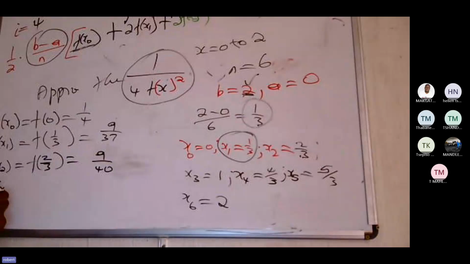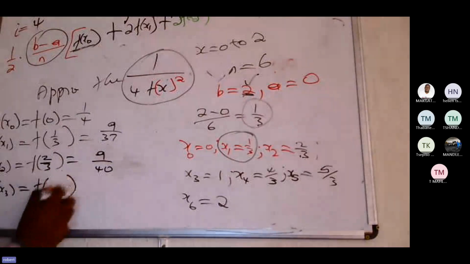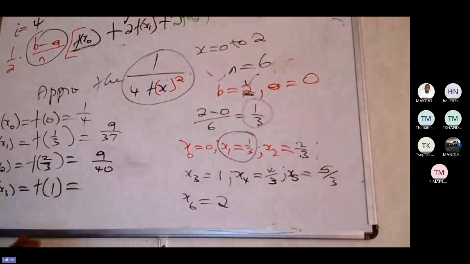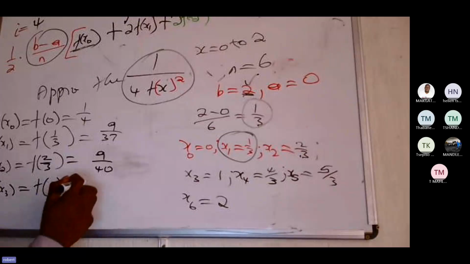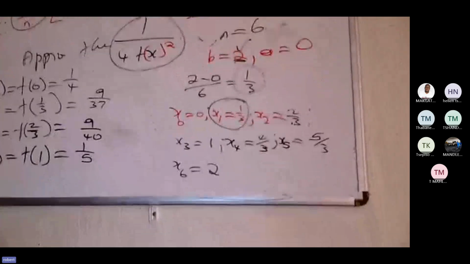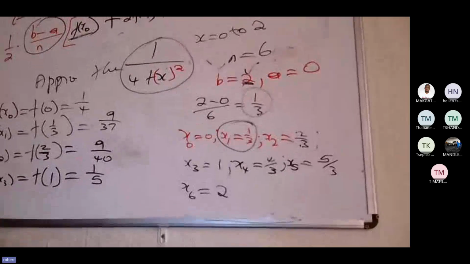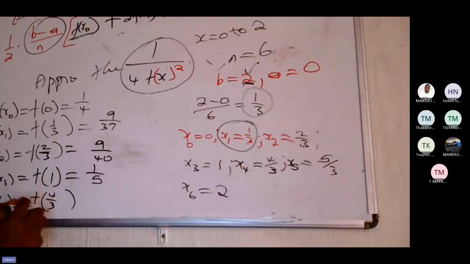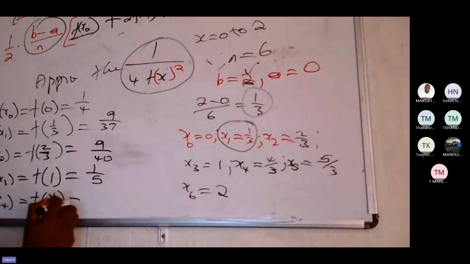Now f of x3. You mustn't give up. F of what is x3? X3 is 1. This one you can leave it for me. This one is 1 over 5. At least I also got something right today. Good. Now, what about f of x4? This one is yours. I can't be doing everything for you. This one is tricky. Anything simple, you leave it for me.